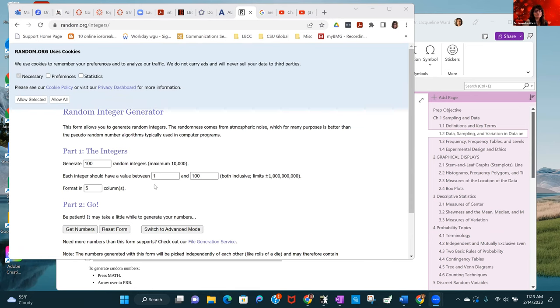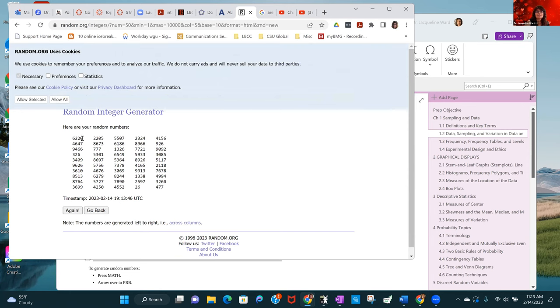Each integer should have a value between one and... So you can make this whatever you want, up to what is that? A billion. So maybe here, I don't know how many digits the student ID numbers are, but let's just say from 1 to 1,000. And I want to pick maybe 50 different students. And I'm going to format it in, how many columns? 5 columns of 10 numbers to get me 50, right? And then get numbers.